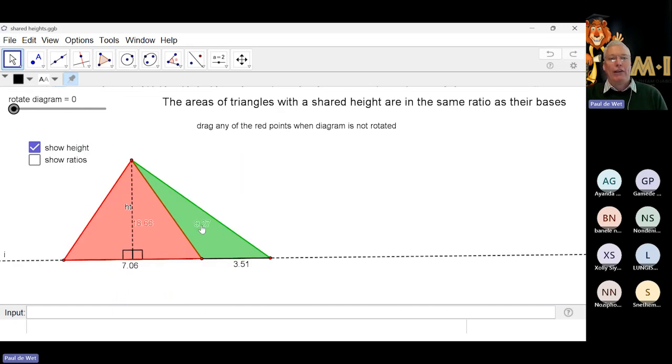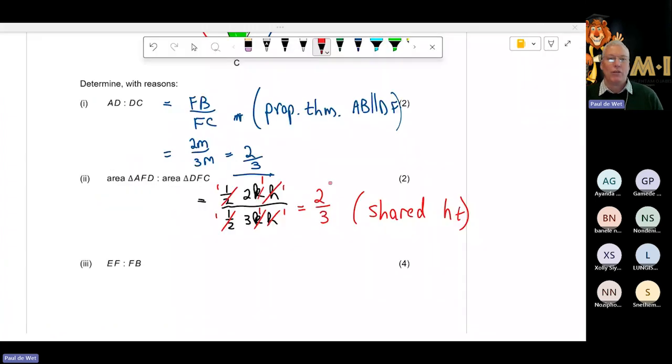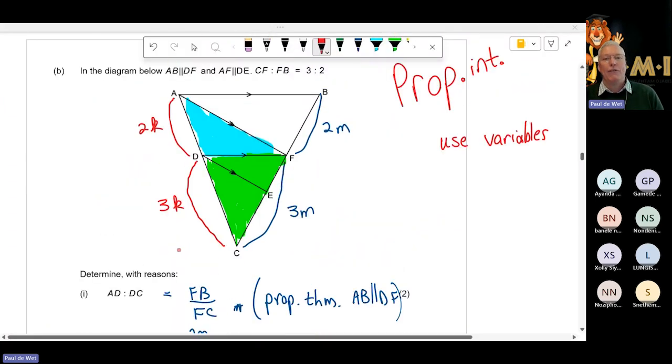When triangles share a height, look at their areas. Have a look what happens here. It's exactly what this guy's just told us. Half base times height, half base times height. The halves divide out, the heights divide out, and because they share a height, their areas are in the same ratio as their bases. Notice if you divide their areas, you get the same answer as if you divide their bases. Okay, very, very nice. Well done. Proud of you. Okay, now EF to FB, Nancy Kinga.